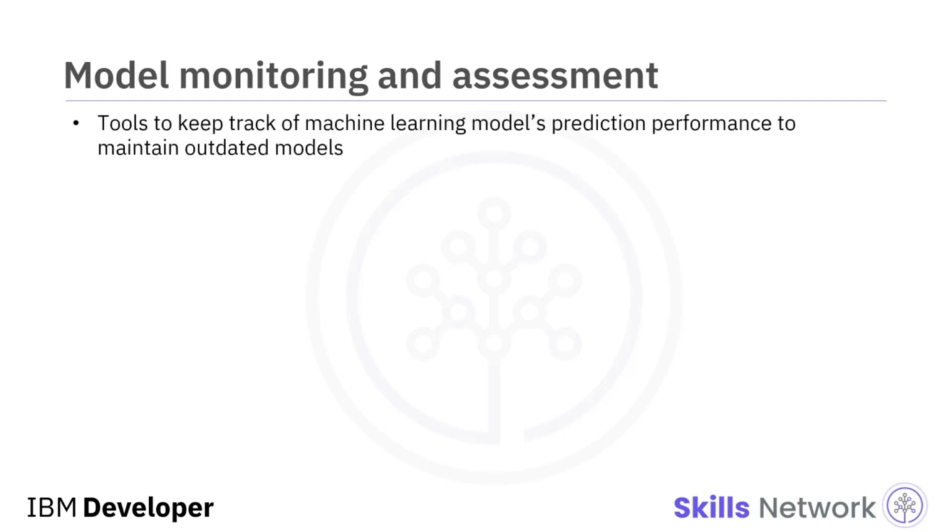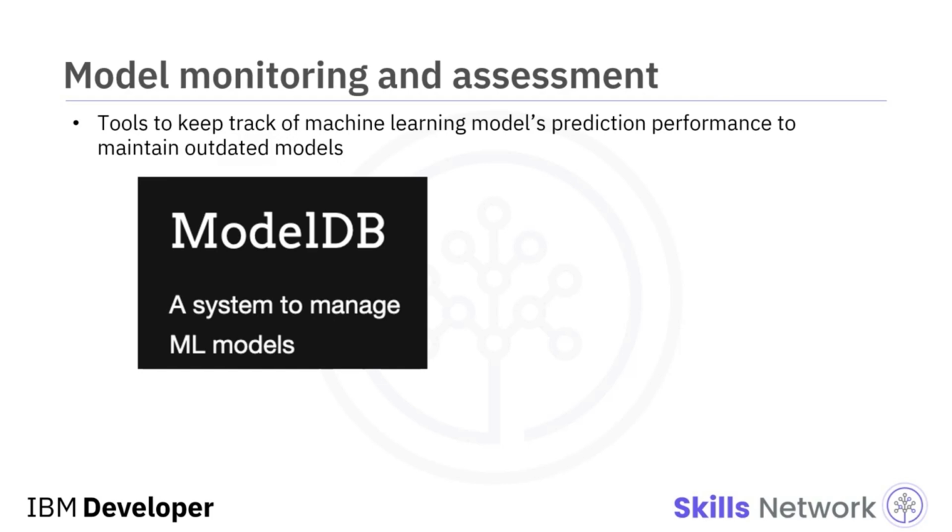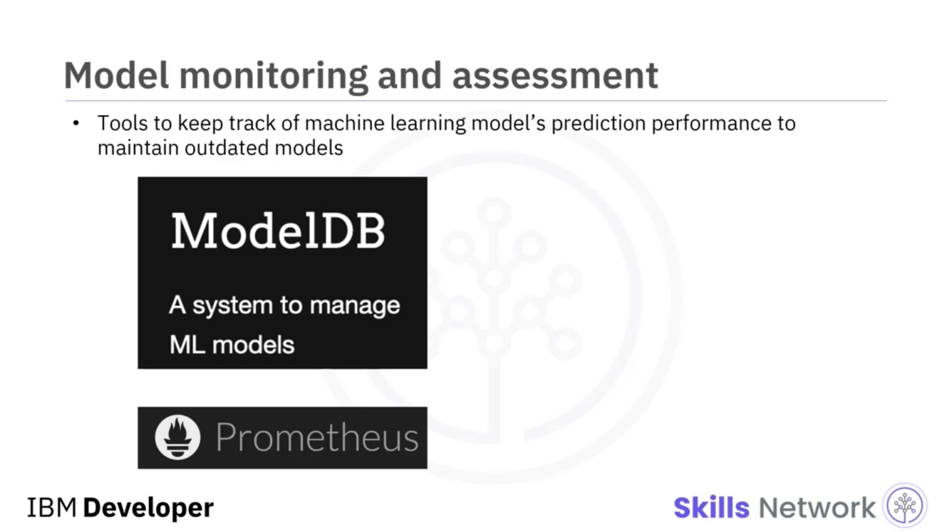Model monitoring is an important step as well. Once you have deployed a machine learning model, you want to track its prediction performance while new data arrives to maintain outdated models. Some examples are the following. ModelDB is a machine learning model metadatabase where information about the models is stored and queried. It natively supports Apache Spark ML pipelines and scikit-learn. A generic multipurpose tool called Prometheus is widely used as well. Although it is not specifically made for machine learning model monitoring, it is used for this purpose.